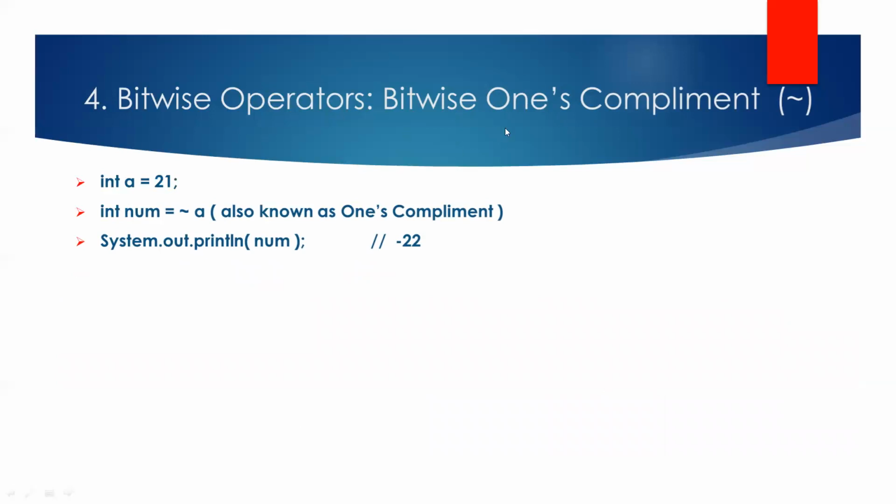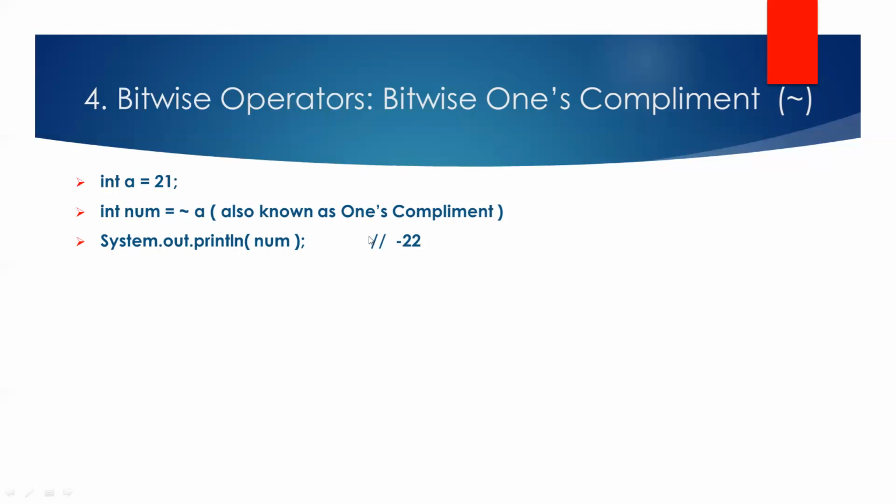Now come to the ones complement, and this is a very common question, and it can be asked. Int a is equal to 21, and if we perform int num is equal to the bitwise ones complement of a, and if you print this num, then this will give you the result as minus 22.